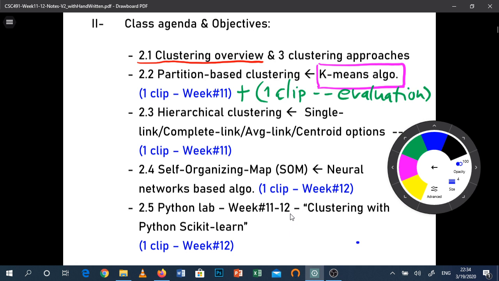Hello, I'm back. This time we are learning the second approach of clustering. In this case, we are learning what we call hierarchical clustering. The name hierarchical means level by level.